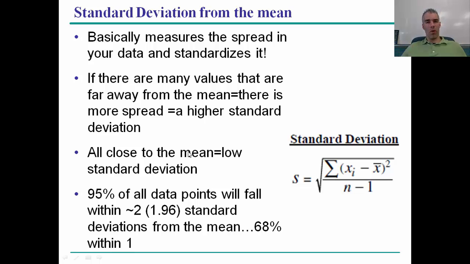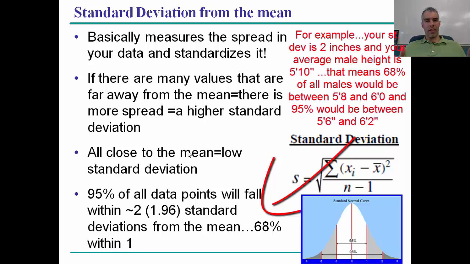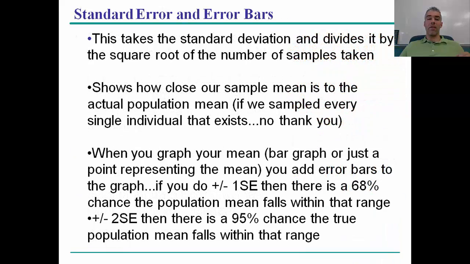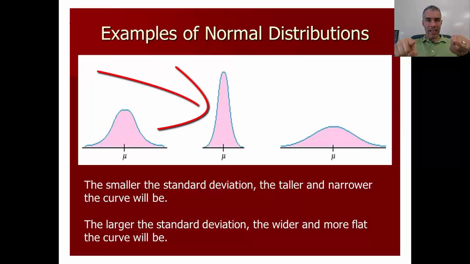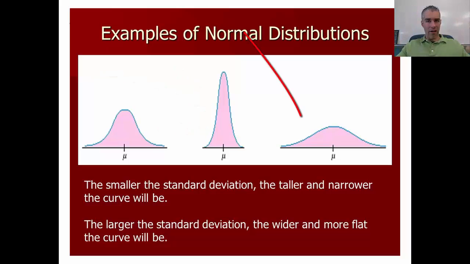Now here is an important point. 95% of all data points will fall within 2 standard deviations from the mean. 68% of data points will fall within 1 standard deviation of the mean. So when you calculate it, if you have very little spread, your bell curve is going to be very skinny. If you have lots of spread, the bell curve is going to be much flatter than it normally would, but it would still have that normal shape.